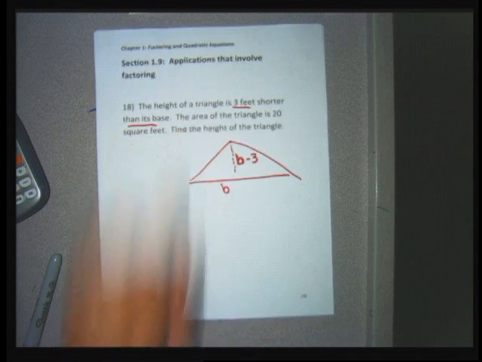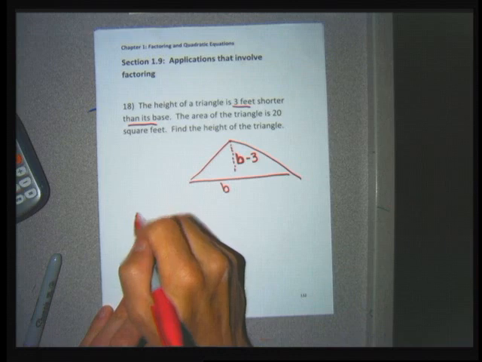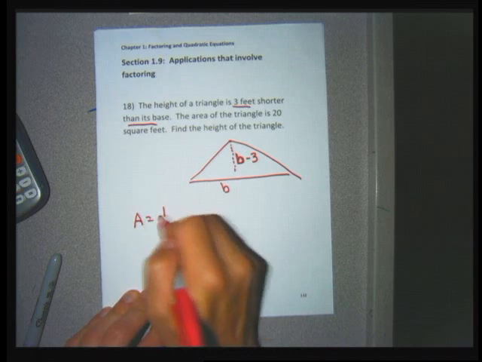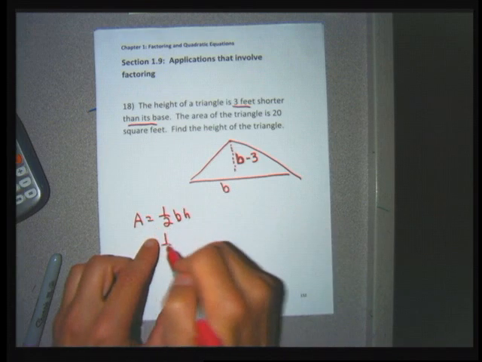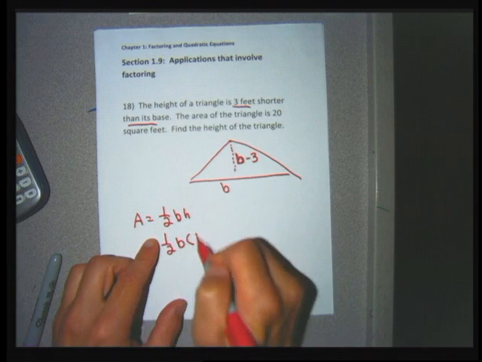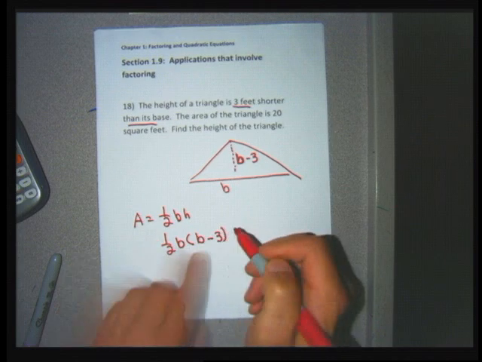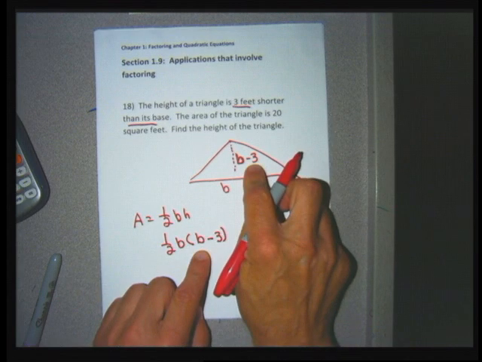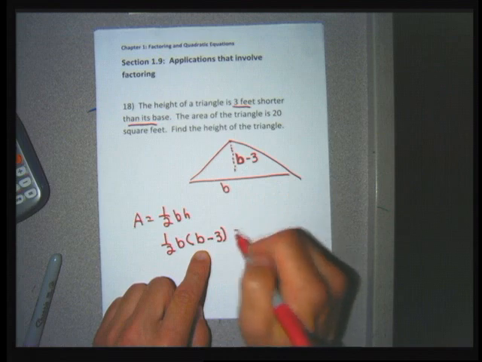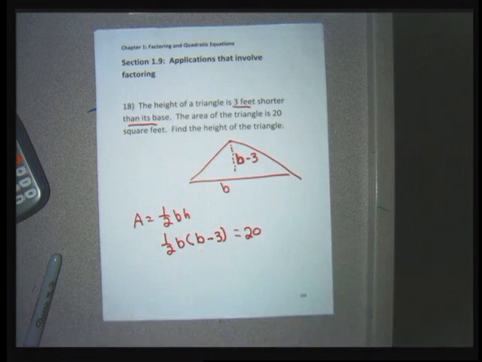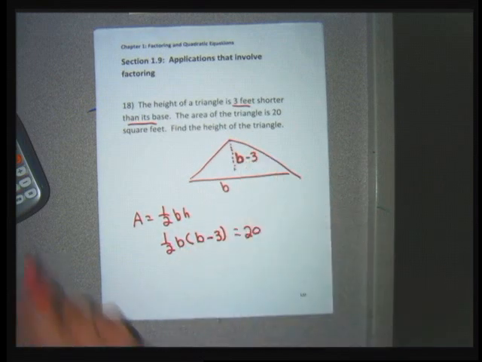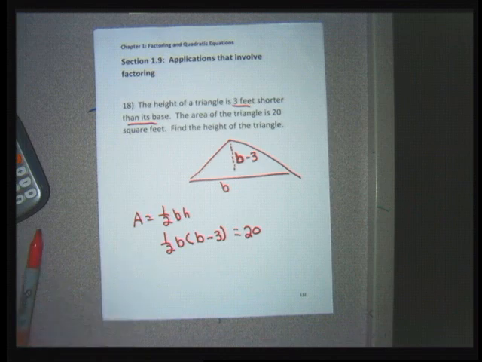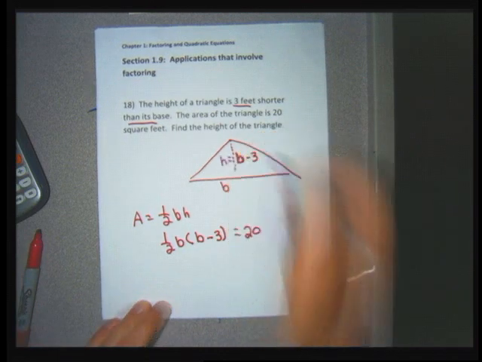Now I'm going to do the area. The area of any triangle is 1/2 the base times the height. In this case, 1/2 the base times the height is going to be 1/2 the base times b minus 3, because the height is b minus 3, and the area has to equal 20. That's the equation I'm going to solve. And it's going to give me the base. I want to find the height, so I'm going to subtract 3. So here, this is the height equals the base minus 3.